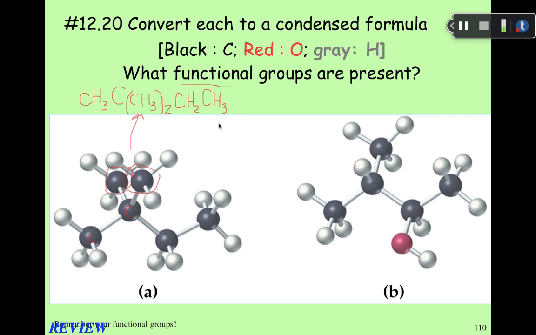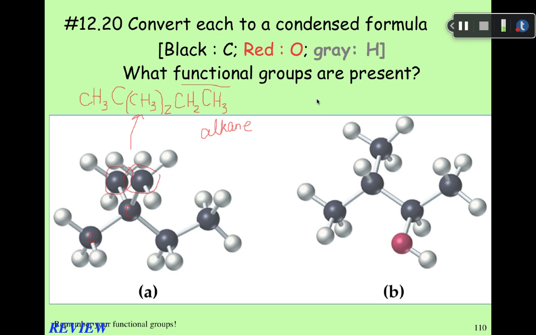What functional groups are present in that molecule? This is only an alkane. And I bet we've actually drawn or named something just about the same already, haven't we? That looks to me like 2,2-dimethylbutane. Pretty sure we did that already.